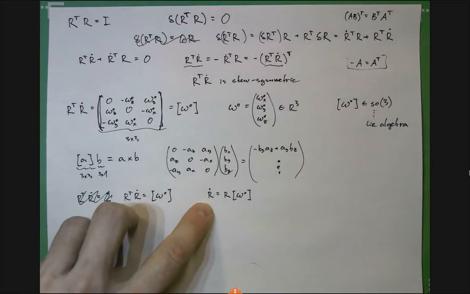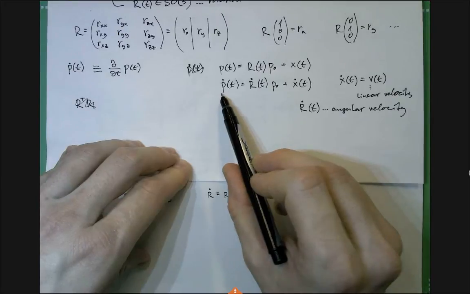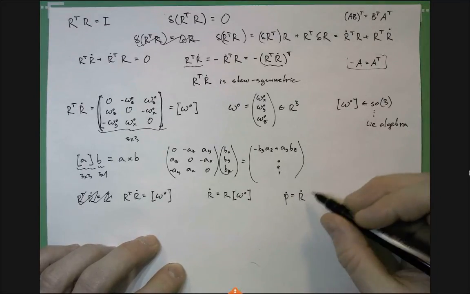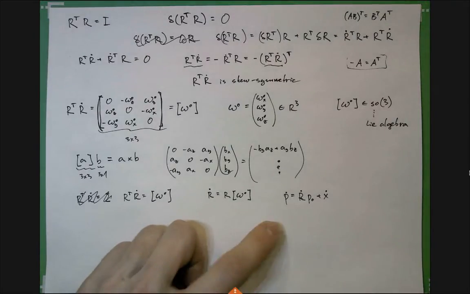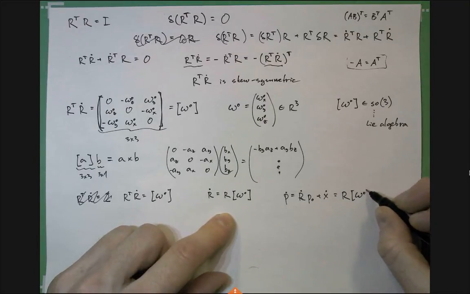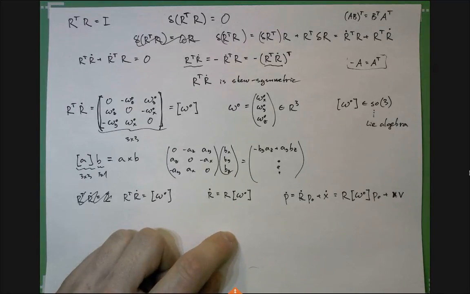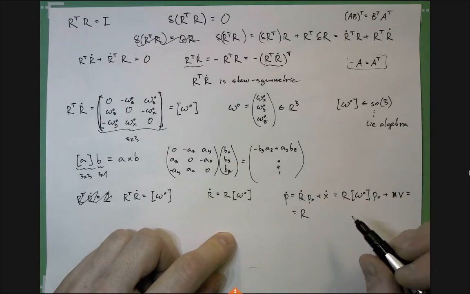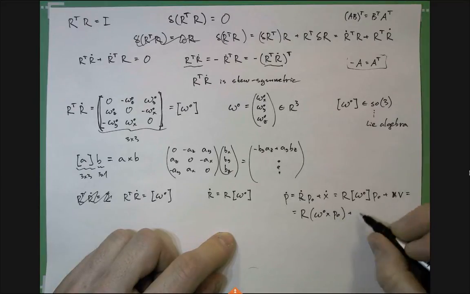Okay. Now remember what I started with? I wanted to find a nice formula for the derivative of a point attached to the rigid body, right? So let's return to that. The formula was P dot equals R dot P0 plus X dot, where X dot is the linear velocity. If I substitute here this expression for R dot, then I get R omega 0 P0 plus, let me call this V, the X dot, the linear velocity, the velocity of the center of mass. And using the cross product formula, I can write this as R times omega 0 cross product P0 plus V.